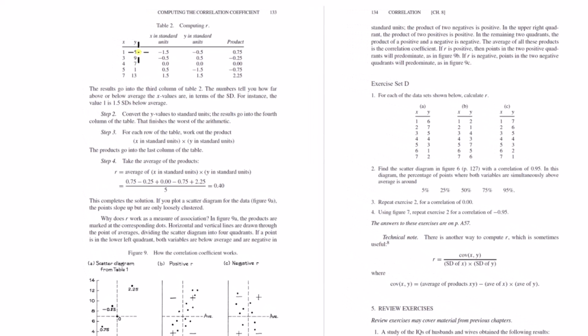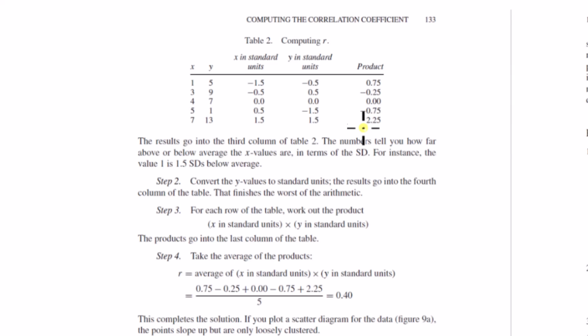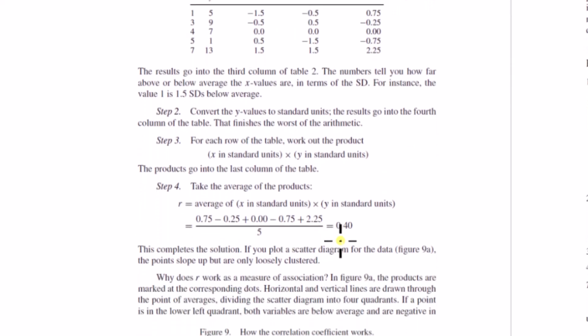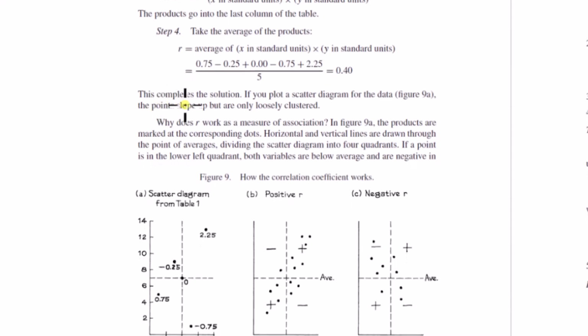Then they do the same thing with y, and now here are the products. We're not squaring anything here, so some of these products can be negative. Then you just take the average here, and that's the correlation coefficient. And that's what they do here. So the correlation coefficient is positive 0.40. Okay, so this completes the solution.